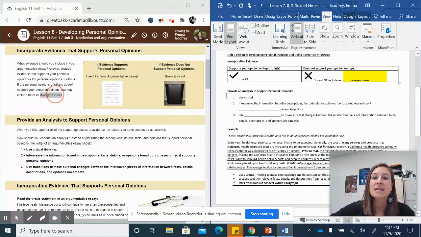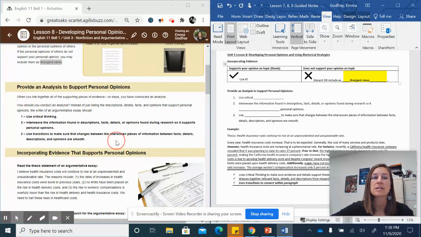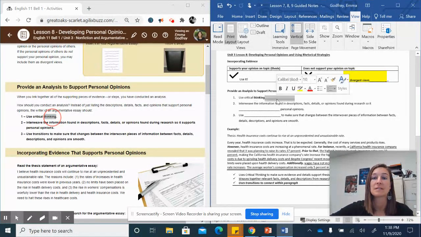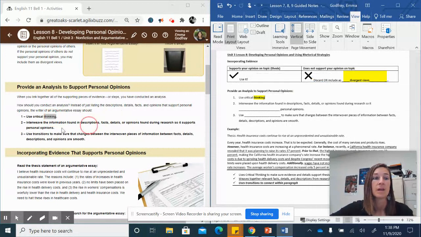Okay, next piece of our notes, provide an analysis to support personal opinions. In order to do this, these are our 3 steps. So the first thing we should do is use critical thinking. So everything we pull, we should really think about it. Does this actually support what we're trying to say, or does it have a place in our paper?